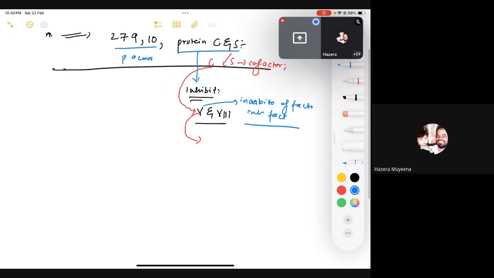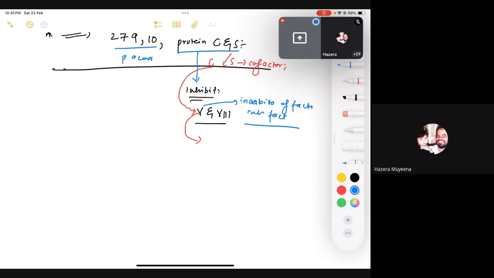It would inhibit the activity of factor 5 and factor 8. Yesterday we already discussed factor 5 and factor 8. Normally, protein C and S inhibit the activity of factor 5 and 8. So in this way, basically we are avoiding hypercoagulable states.